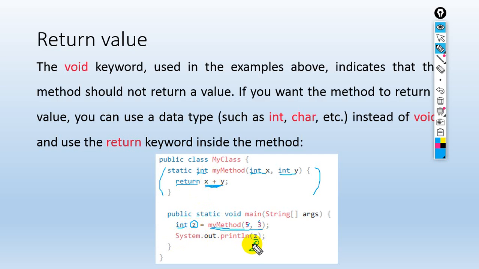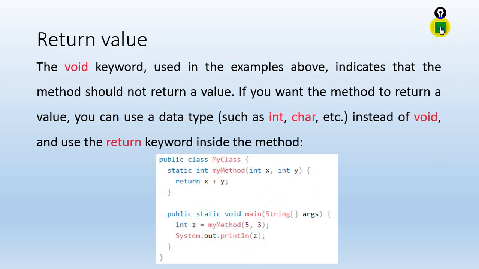So this is the returning value: the method returns a value back to the calling position. Okay, look at this. Here we have some explanation about the return value.